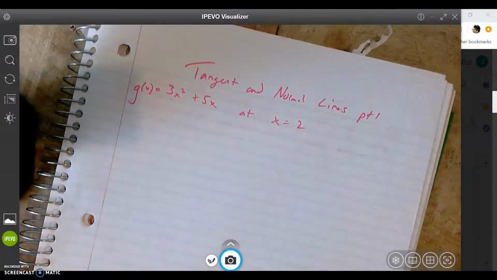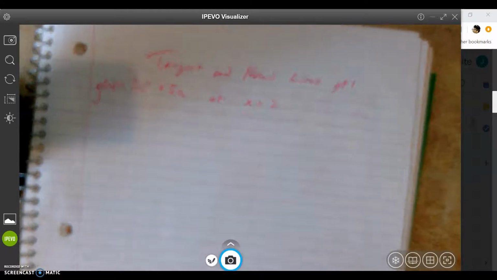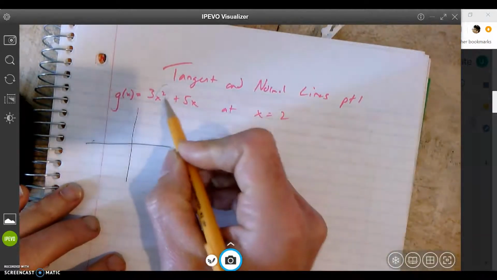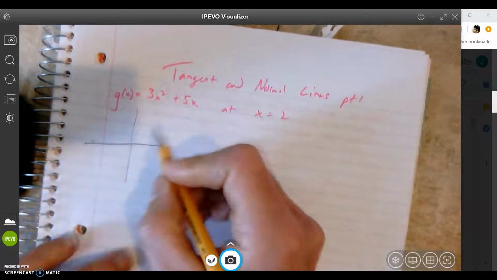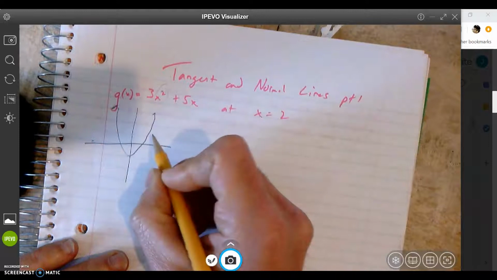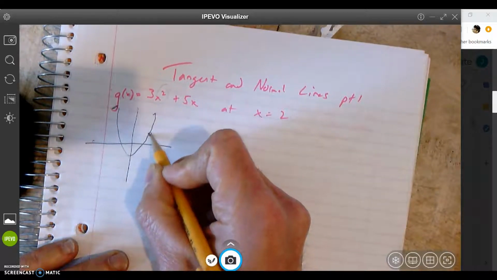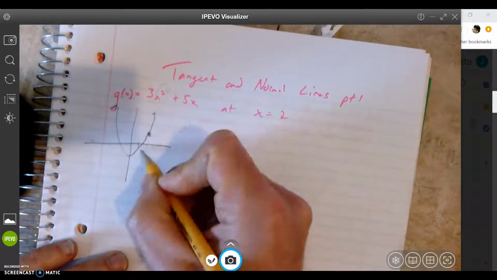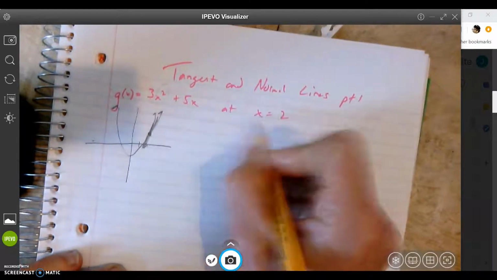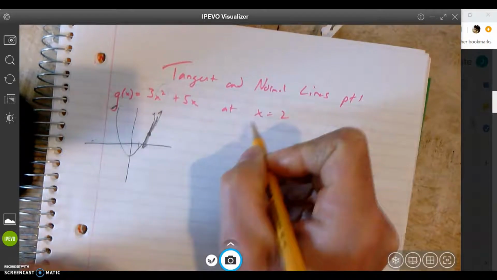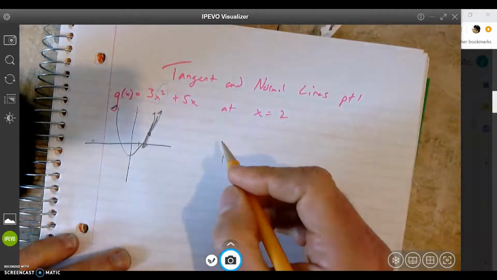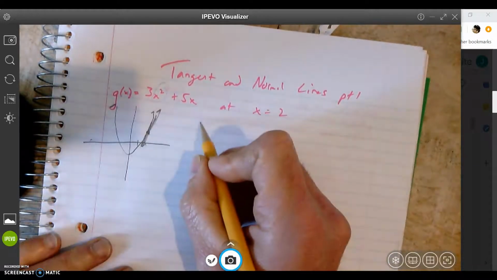Here are my notes. What we know about this: g of x is a parabola because we have x squared as the biggest power in there. I don't know exactly what it looks like, it may look like that. But at x equals 2, I want to find the slope at that exact point. That's what I'm trying to find, the instantaneous rate of change. So the slope at one point.